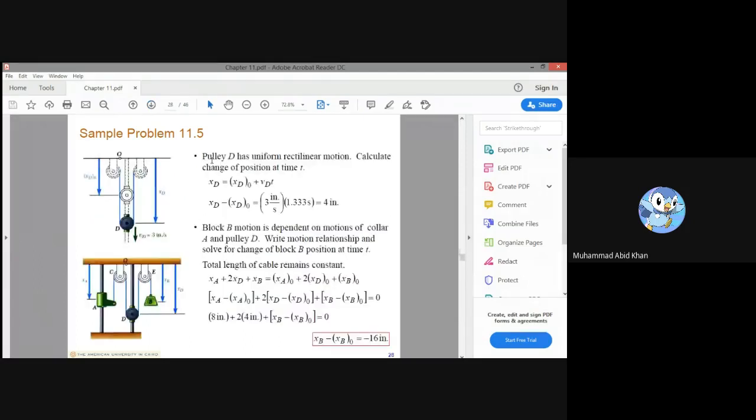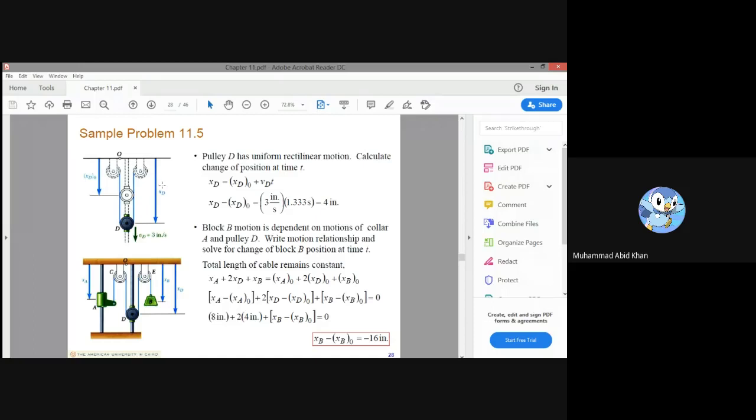And the same thing is here. What they need is for pulley D, this one, and the free body diagram is here, has uniform rectilinear motion. He says we need to calculate the change of position at time t.